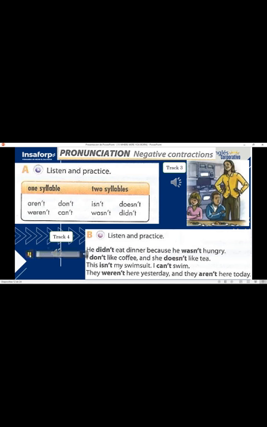Page 102, exercise 4, part B. Listen and practice. He didn't eat dinner because he wasn't hungry. I don't like coffee, and she doesn't like tea. This isn't my swimsuit. I can't swim. They weren't here yesterday, and they aren't here today.